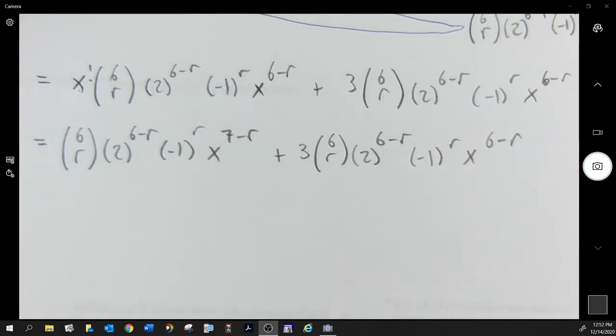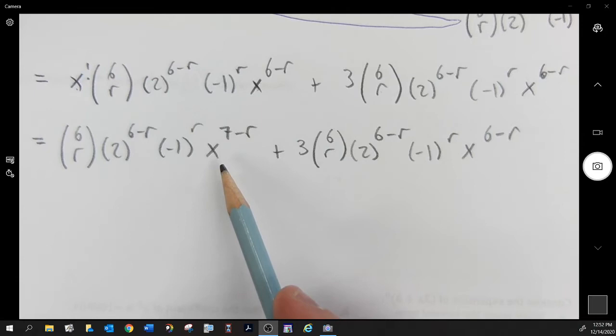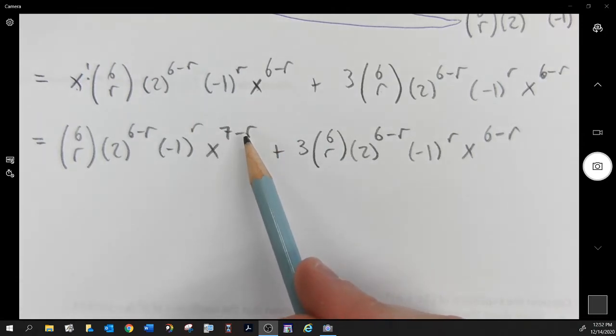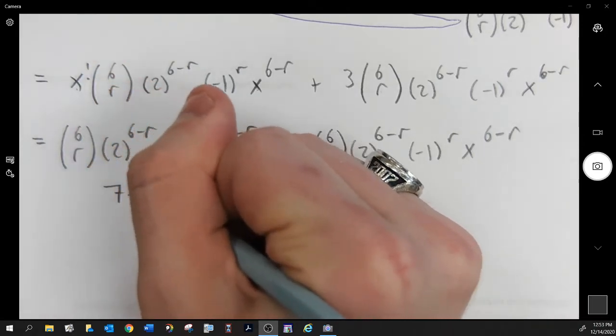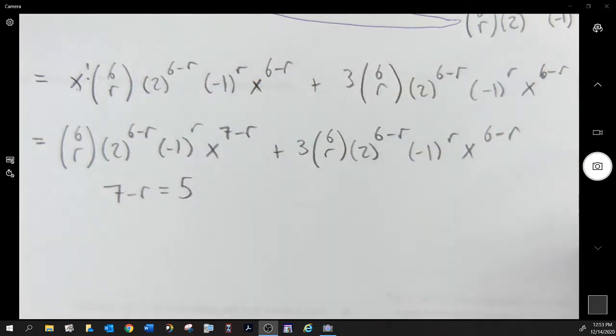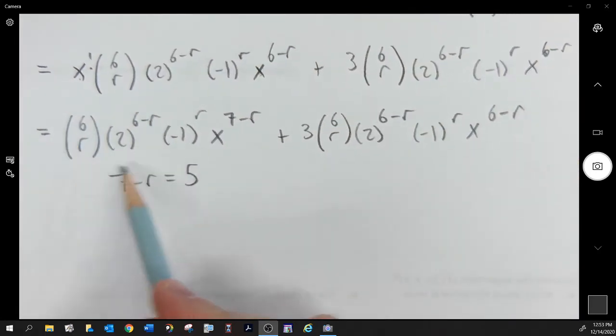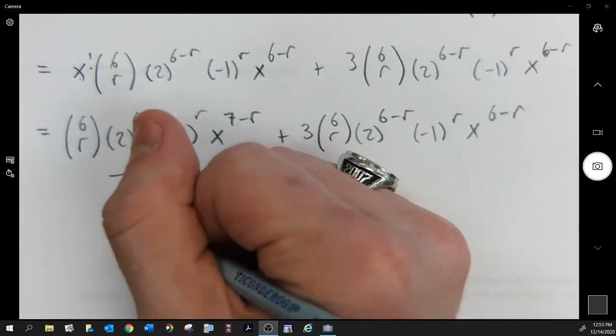There. So let's remind ourselves what we're supposed to be doing here. We're supposed to be finding the coefficient of x to the fifth. Well, if you're looking at this thing right here, these two x's have different exponents. That means there are two different values of r that are going to give me an x to the fifth. So if I wanted this to say x to the fifth, I know that 7 minus r has to be 5. That means for this term to give me an x to the fifth, r would need to be 2.